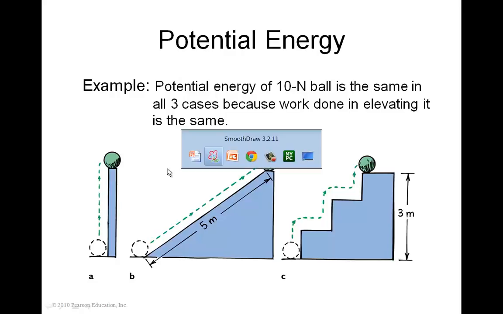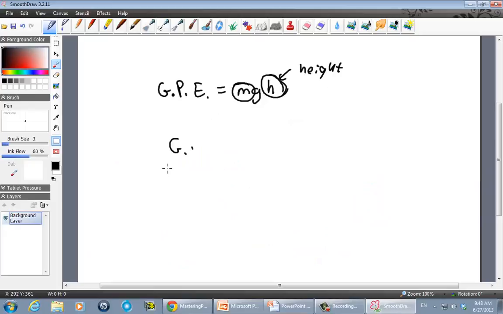And if we look at our formula for gravitational potential energy, it depends only on the height. It doesn't matter how far you moved it horizontally.